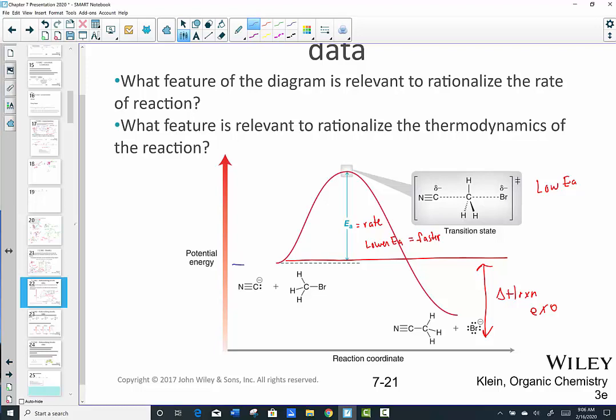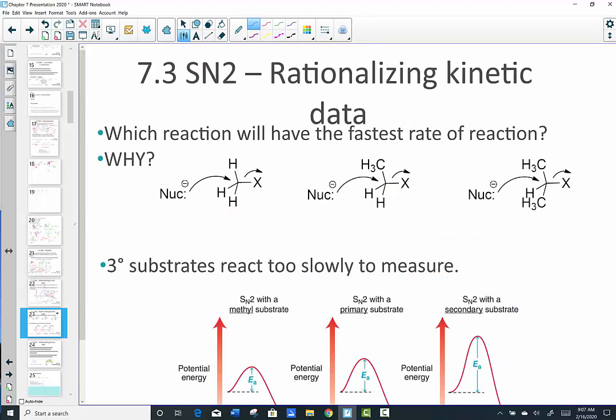Whereas by the time you have a tertiary alkyl halide, tertiary alkyl halides have such a large activation energy that it slows down the kinetics. And in terms of thermodynamics, you don't have much of a difference between reactants and products. So that's thermochemically not favored. And that's what they're showing you on this slide.